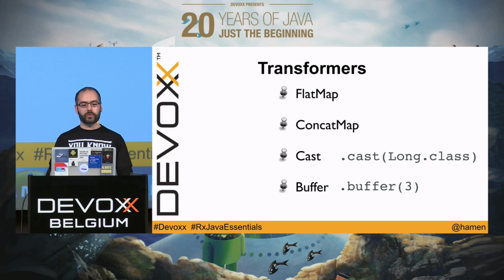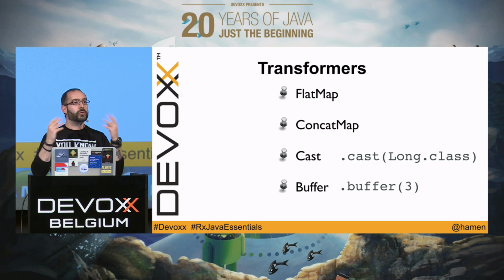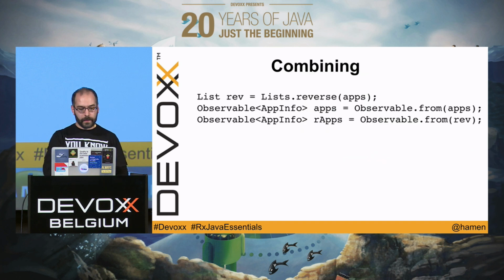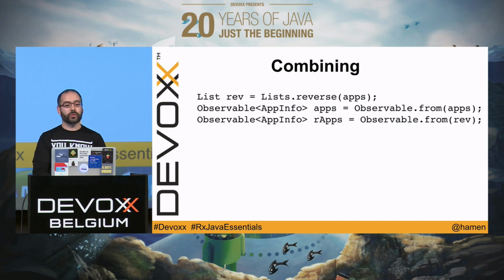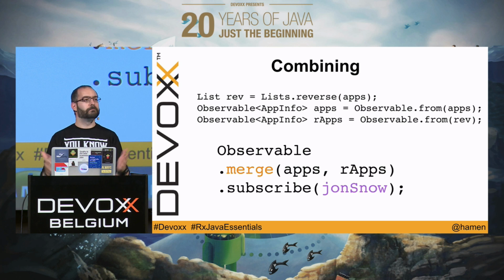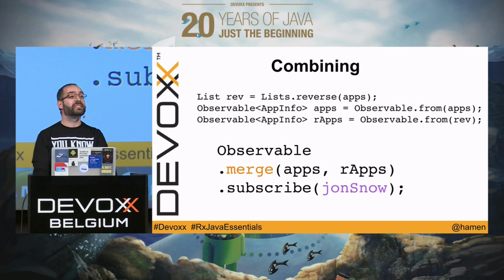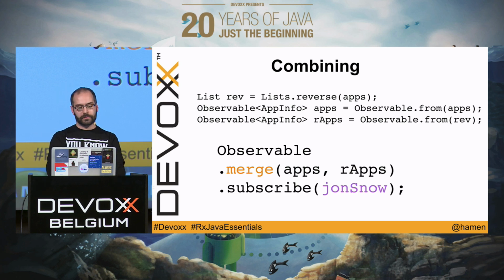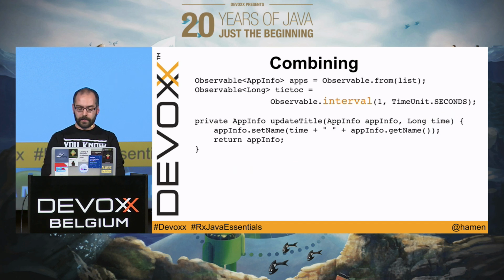If you want to deal with lists instead of single objects, you can buffer them, and buffer will emit a list instead of the single object. Combining, we are going to use more than one observable. We have our list, and we have the same list reversed. How do we merge those sequences? Merge, yeah, rocket science. The observer is always the same.